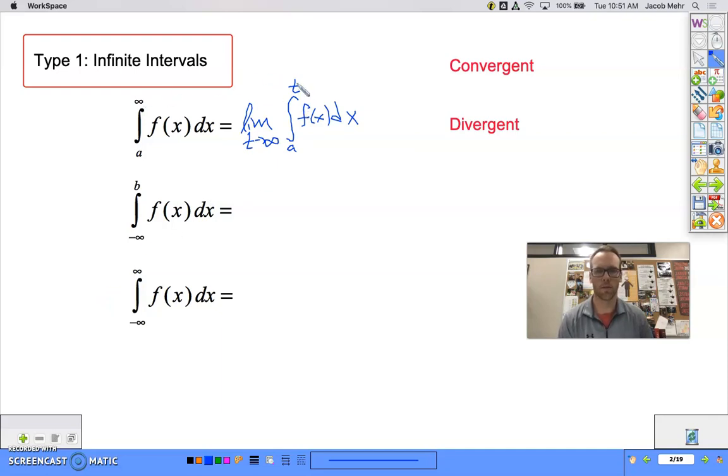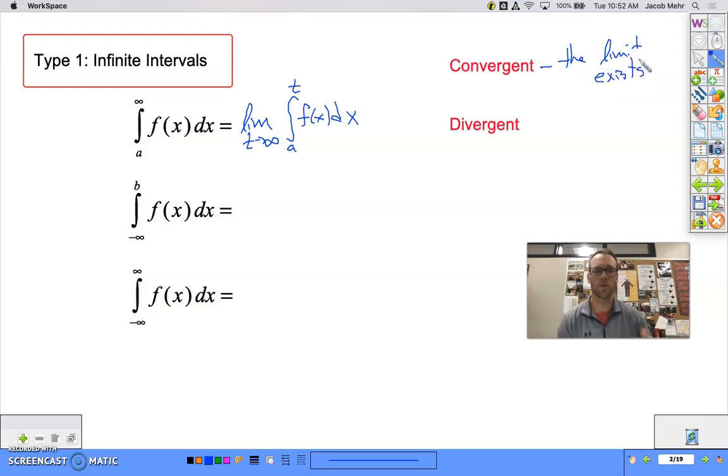So we switch out the infinity for a variable t, and then we find that definite integral with the t in it, and we take the limit of that as t goes to infinity. Now, if that limit exists, we call it convergent.